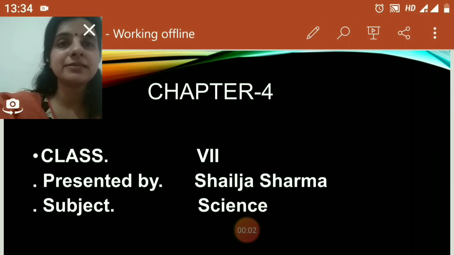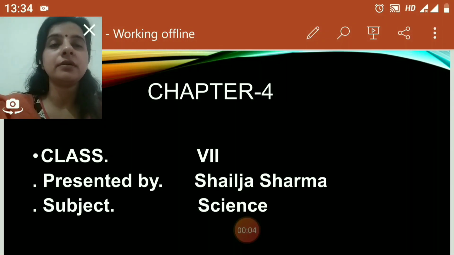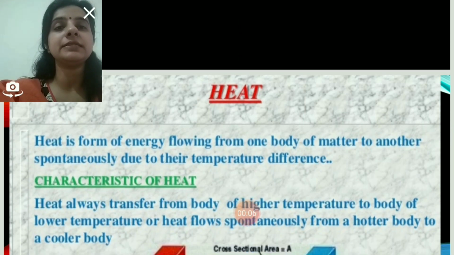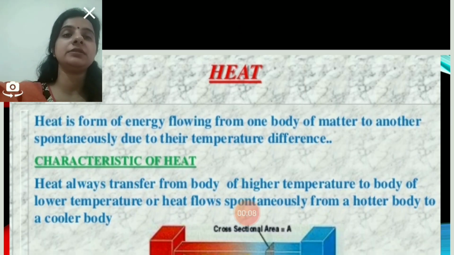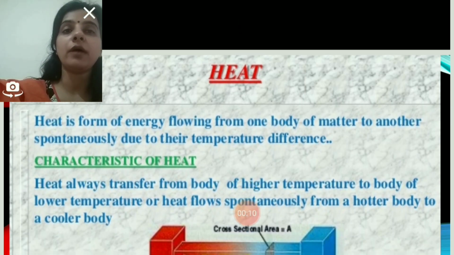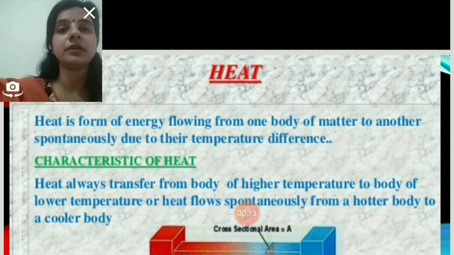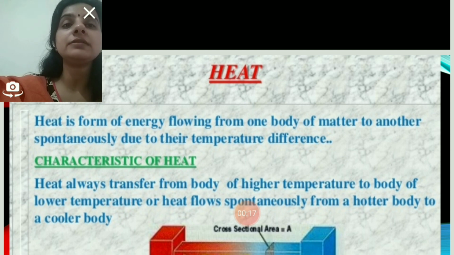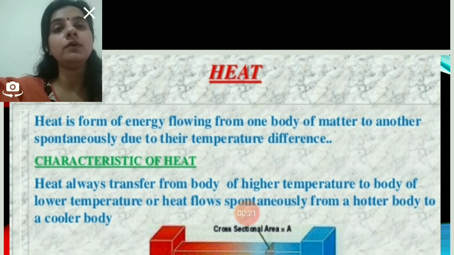Hello students, today we are going to start on chapter 4, that is heat. Heat is a form of energy which flows from one object to another object due to their temperature difference. Or we can say that heat always transfers from a body of higher temperature to a body of lower temperature.